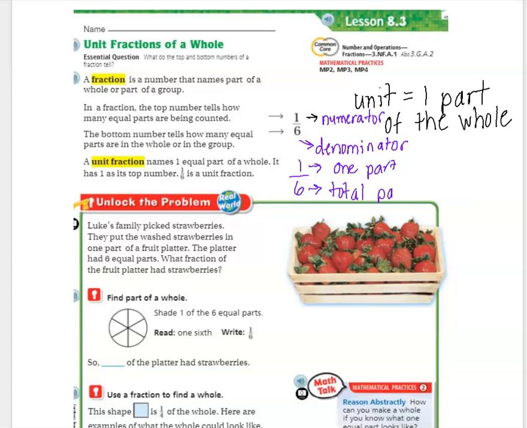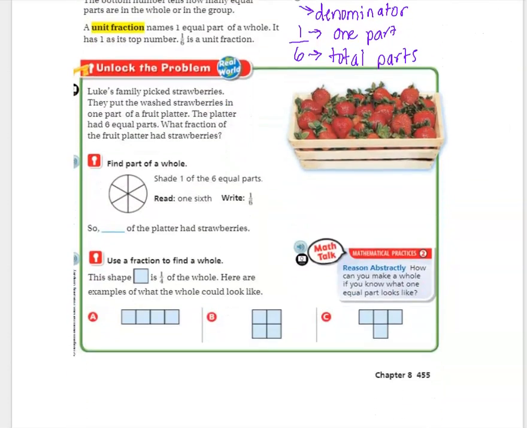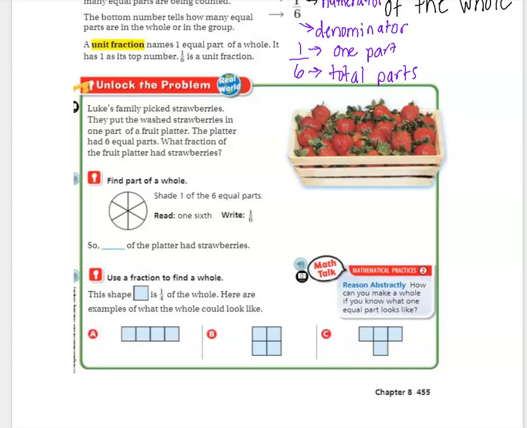So let's read about Luke's family and unlock the problem. Luke's family picked strawberries. They put the washed strawberries in one part of a fruit platter. The platter had 6 equal parts. What fraction of the fruit platter had strawberries? So here's our platter right here. Think of a circular plate.